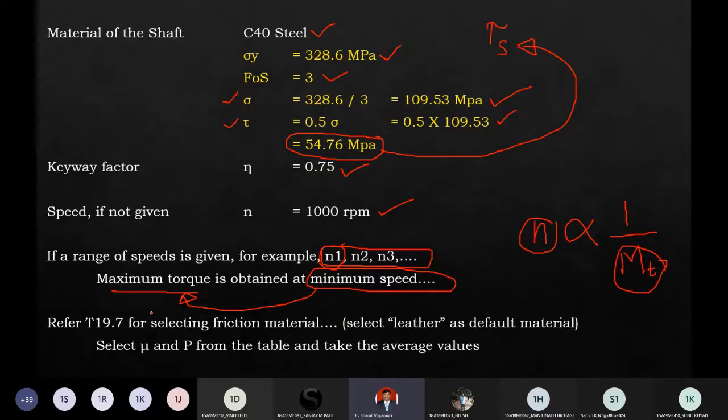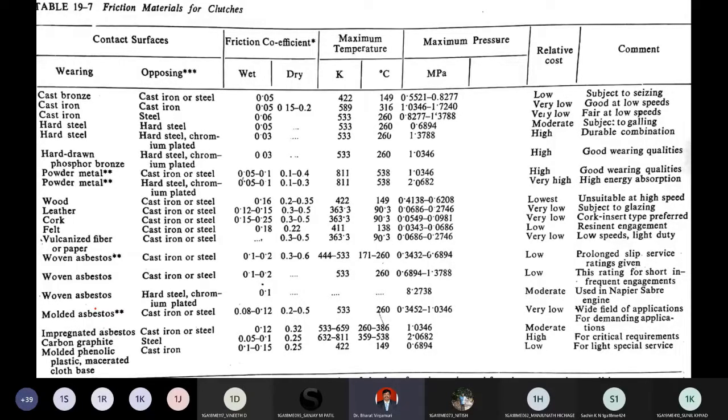Now the question comes, sometimes the frictional material. What kind of frictional material are we going to use? Based on the frictional material, we'll select the value of mu, the coefficient of friction. And how do I select the frictional material? We'll use table 19.7. See this table, guys. This is table number 19.7: frictional materials to be used for clutches.